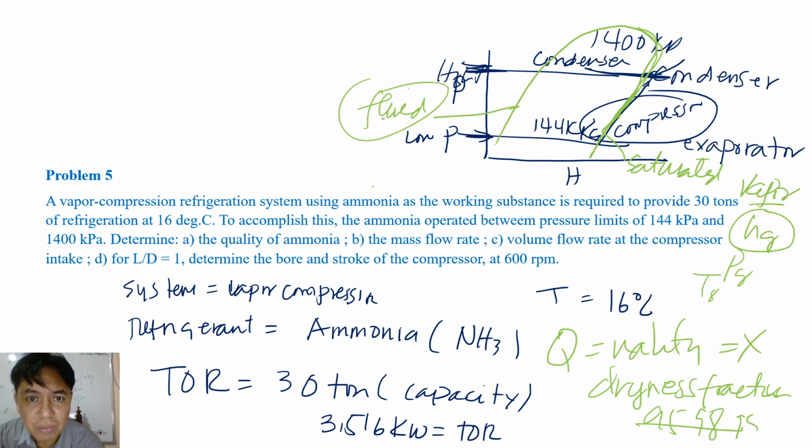Fluid. Nandiyan yung HF, di ba? Nandiyan yung pressure ng fluid at saturation point. Basta saturated yan, nasa table yan. Ngayon, quality of ammonia is X.